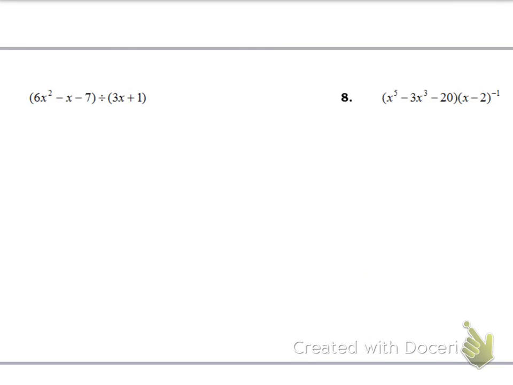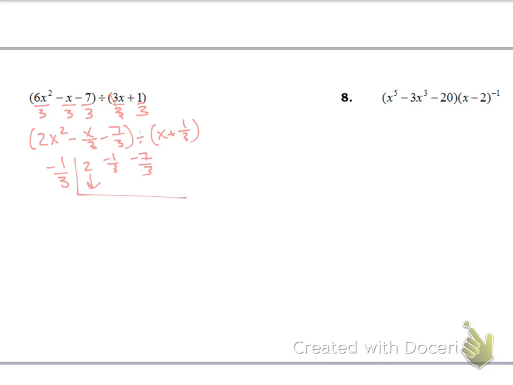All right, my next one, it looks like we're dividing by 1/3. That's going to be repeating again, so we're just going to go ahead and leave them as fractions. So minus x over 3 minus 7 over 3, divided by x plus 1 over 3. So we're going to stick a negative 1/3 out there. I got a 2, a negative 1/3, and a negative 7/3. We drop them, get a negative 2/3.